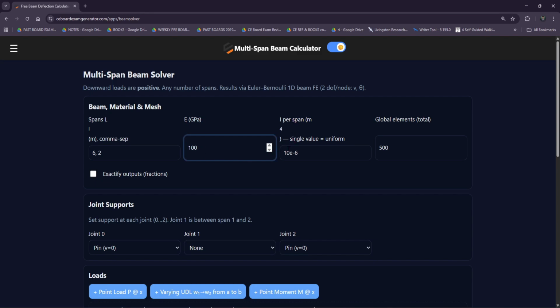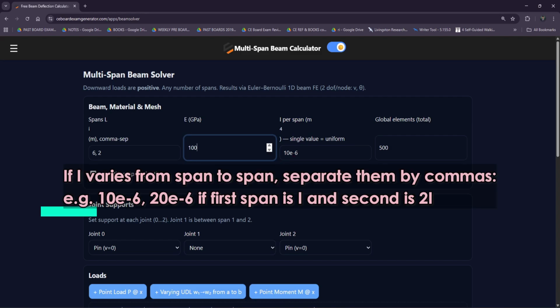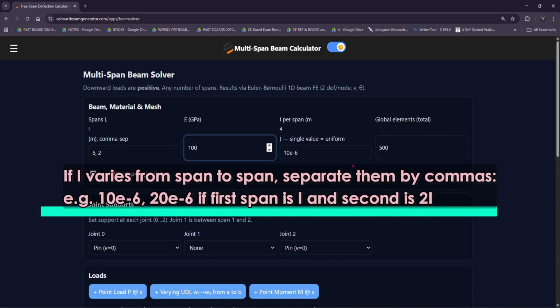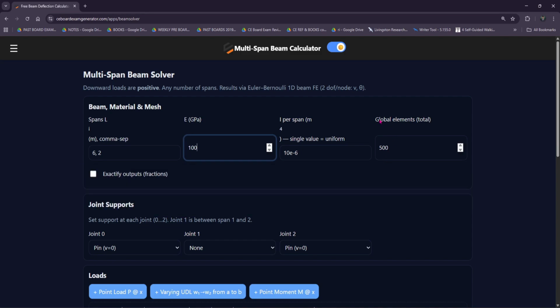And I per span is by default 10 times e to the minus 6, with the unit meter to the 4. This is equivalent to 10 million mm to the 4. Then for the global elements, this is the division per segment. So you may increase this value to get closer to the exact results. Then you can also check exactify outputs to bring the values closer to the theoretical values.